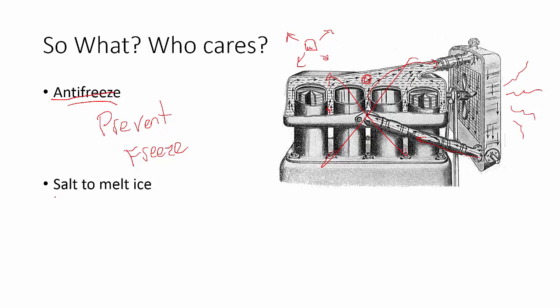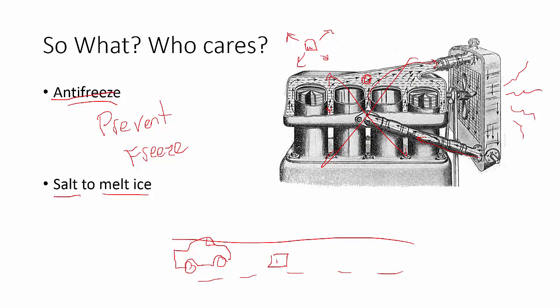And then there's also the all-important salt to melt ice. If you've got the roadways and you're driving along in your automobile, you don't want there to be ice on the road, so you sprinkle some salt on it, and then the freezing point drops. Then the ice is like, hey, I'm not cold enough to be frozen anymore. Now I'm liquid, I'm melted, and I'll get off the roadway so you don't slip and hit somebody. That'd be bad.